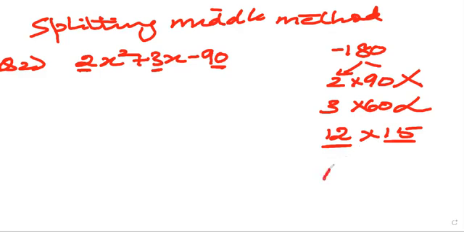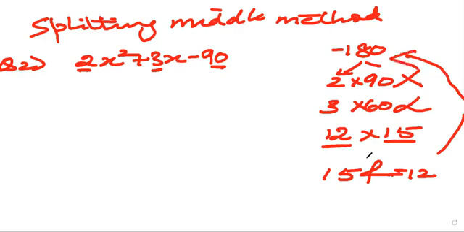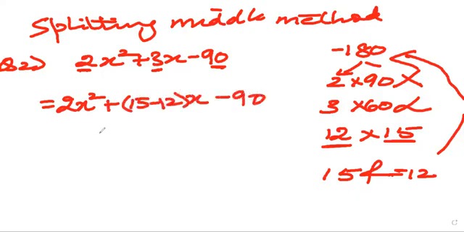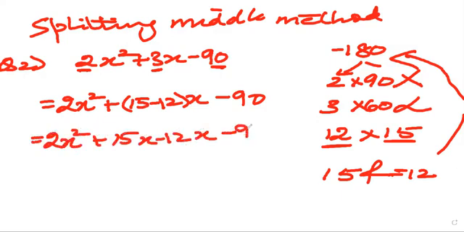So it means 15 and minus 12. Fine, because if you multiply 15 and minus 12, you will get minus 180 and your sum is 3. So here you can write 2x square and 3 can be written as 15 minus 12. Okay, and the rest everything will remain as it is. So that is 2x square plus 15x minus 12x minus 90.